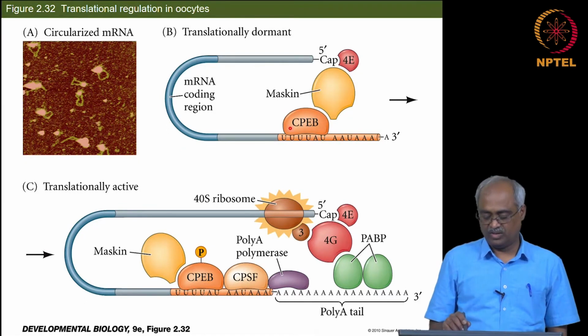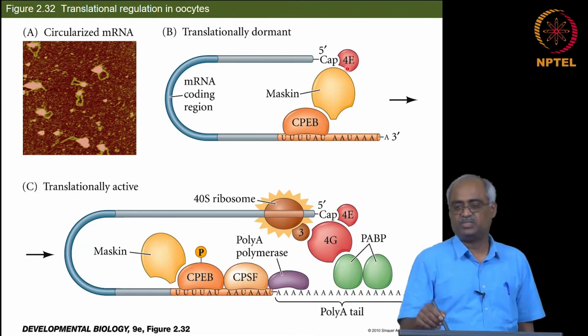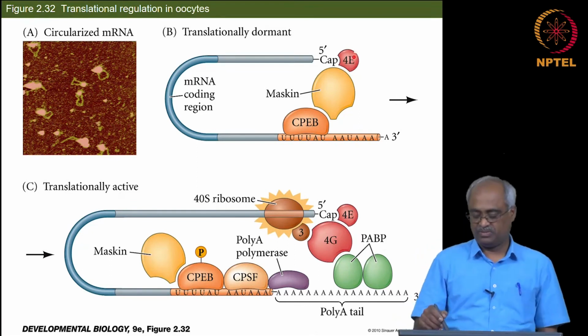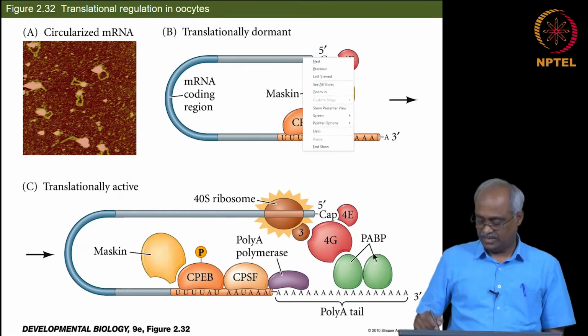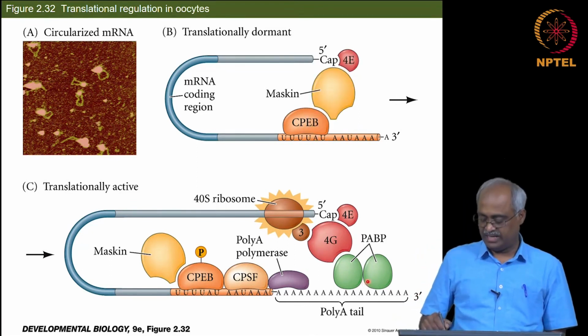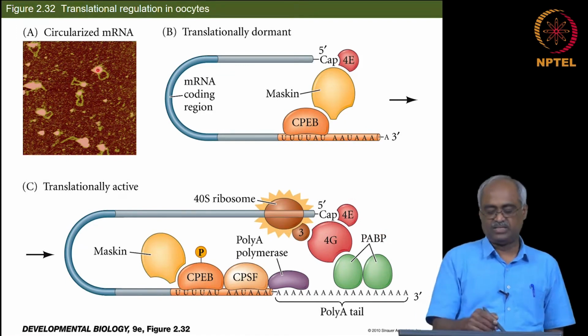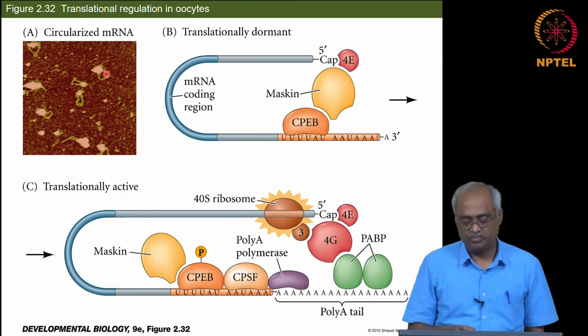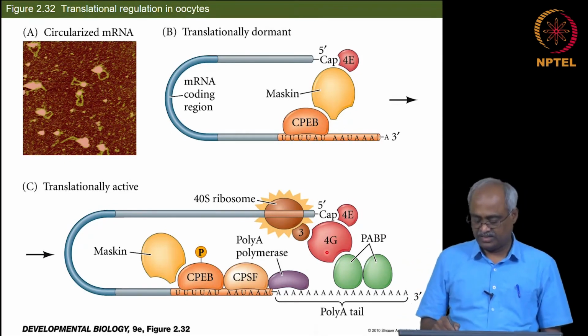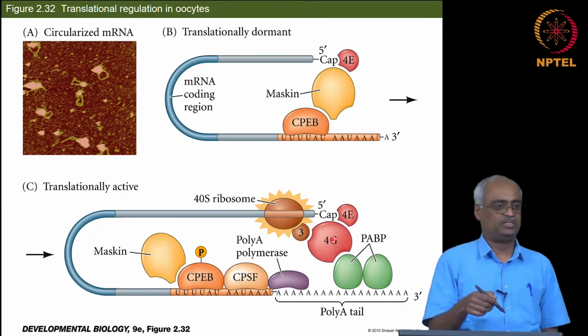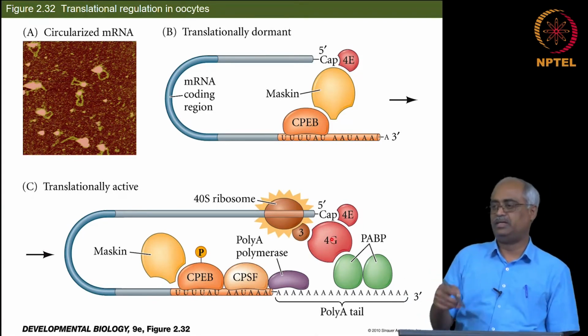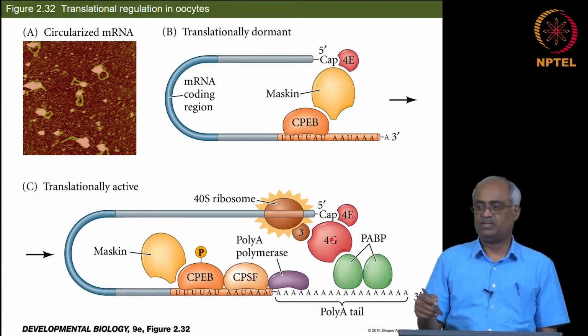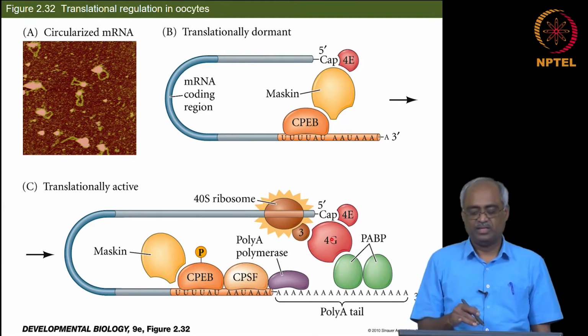Here is one example. Normally the initiation factors binding to the 5 prime cap interact with a protein that binds to the poly A tail, called poly A binding protein, and that is how this circularization happens. That is required for binding of other initiation factors like 4G, which recruits the small ribosomal subunit and initiates translation. So that is what normally happens.